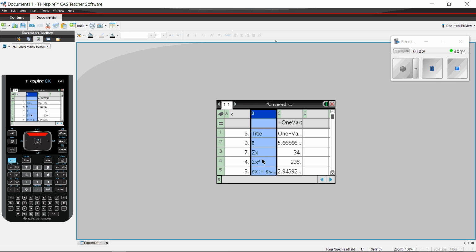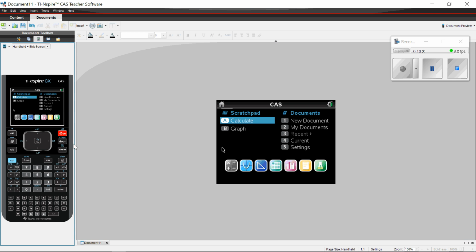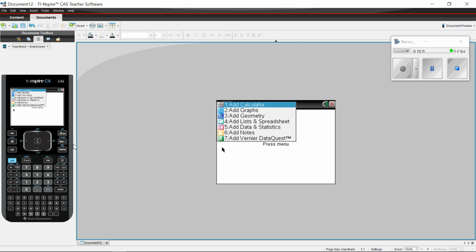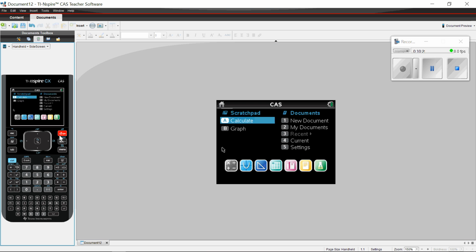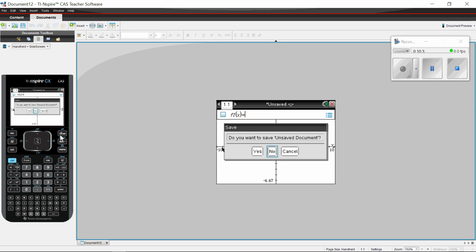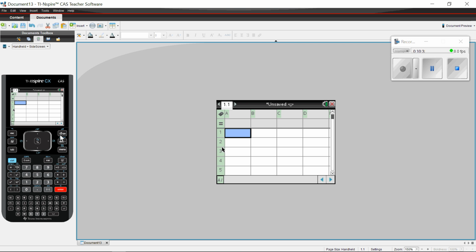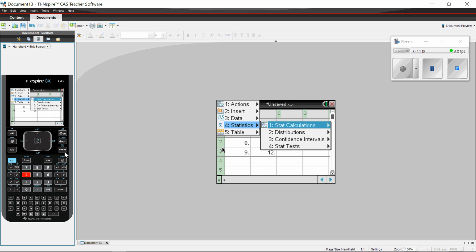I do want to go over an exponential regression equation with you guys, so let's go to a new document. Not save. Let's add a graph. Oh, I'm sorry, not a graph. Let's add data and statistics. Listen, spreadsheet. Geez. And let me just put some random data in here. So 8, 9, 6, 4, 10, 12. Okay, totally just made all that data up. I'm going to name them x and y. Get out of that. So, menu, statistics, stat calculations.